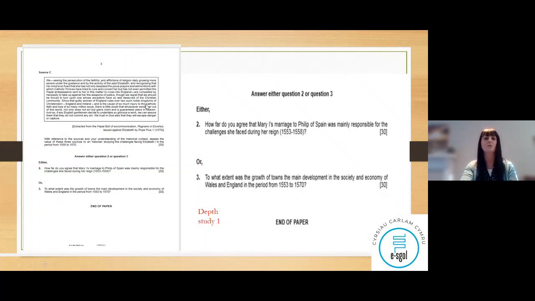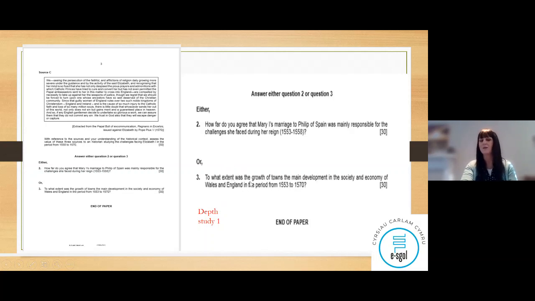So as you can see, you've got just the one side here now, which is source C, and you've got your 2 questions, and I've zoomed in for you to be able to see them. This is from Depth Study 1, and you can see this is a how far do you agree question, and you could either choose that or you choose question 3, which is a to what extent question.